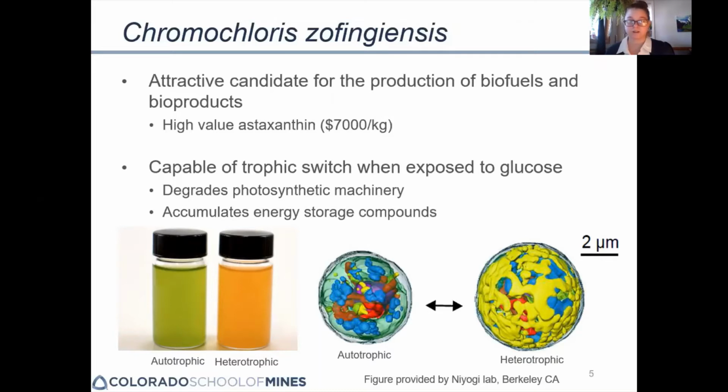This switch is characterized by the breakdown of photosynthetic machinery and the degradation of chlorophyll, even while under continuous illumination. During the resulting heterotrophic growth, the cell stores energy in the form of lipids and starch. The figure to the left shows this difference, where the heterotrophic cultures of this organism are orange from astaxanthin content. The figure to the right shows this switch with illustrations reconstructed from cryosoft X-ray tomography data.